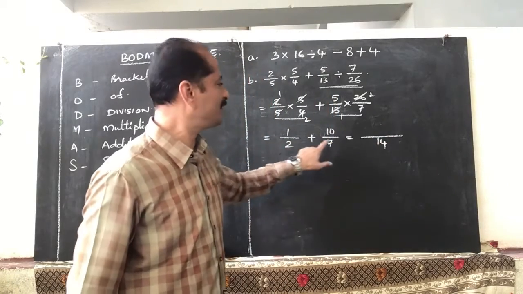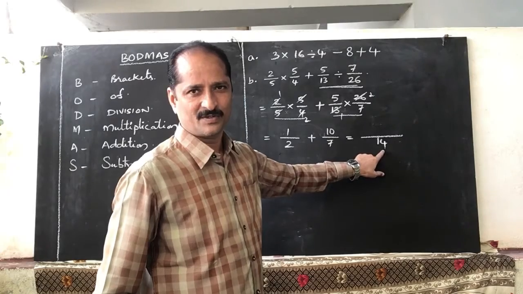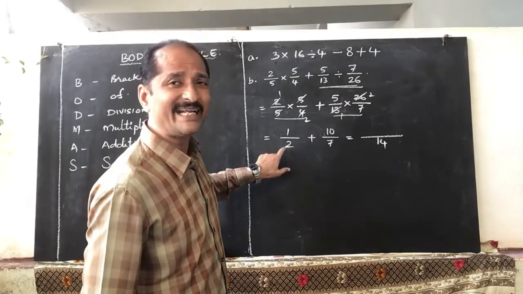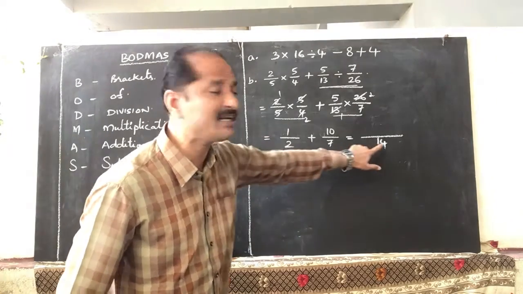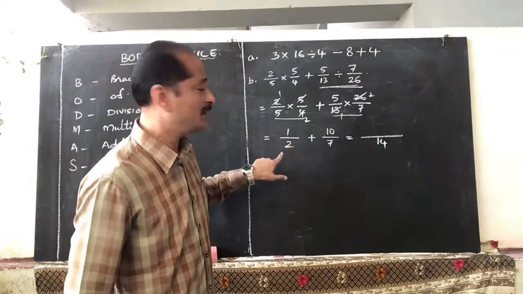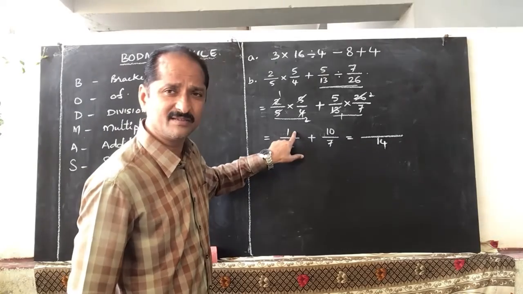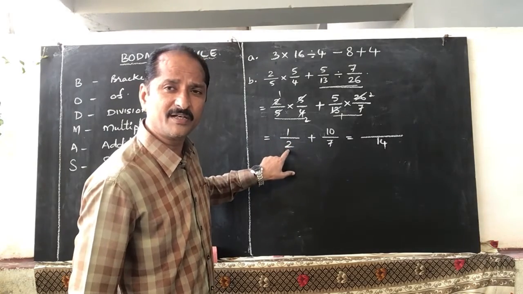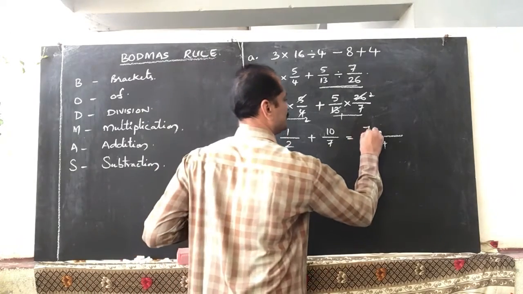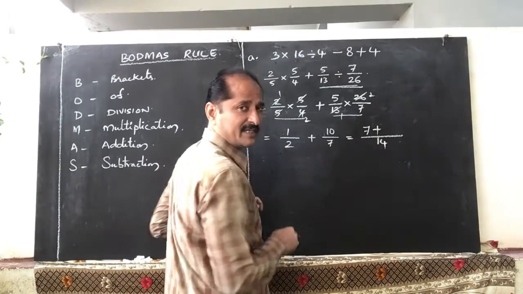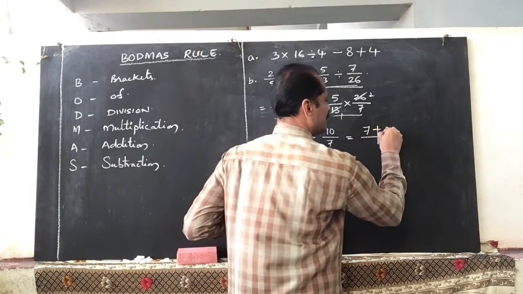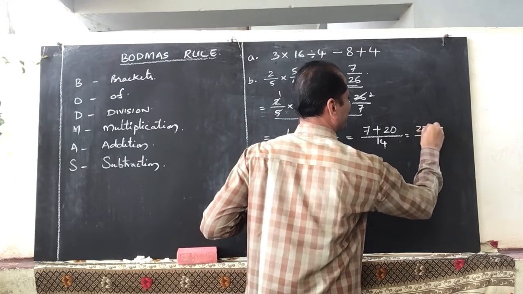So this is already 14, and this is also 14, so here we write 14. Now when 2 becomes 14, 2 7s are 14. That means we are writing the equivalent fraction of 1 by 2 with a denominator equal to 14. If the denominator becomes 14, the numerator also should multiply with 7, 1 7s are 7. So 7 plus, when 7 becomes 14, 7 2s are 14, so 10 2s are also, 20. So 20 plus 7 is equal to 27 by 14.